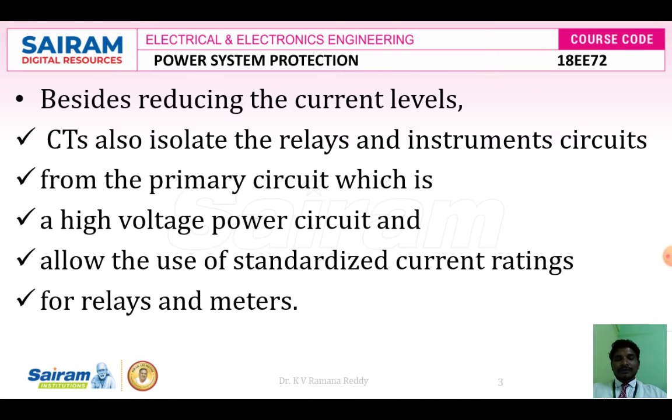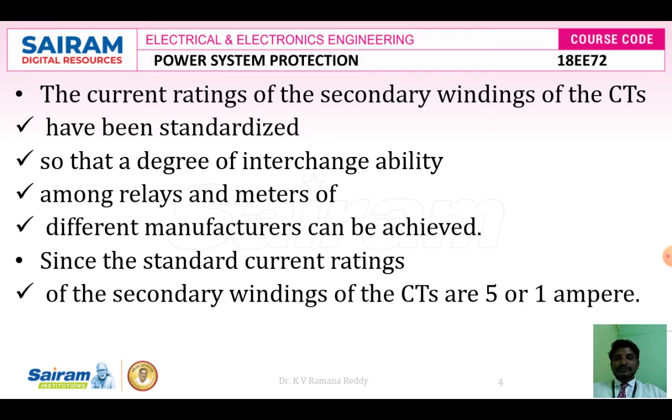In this scenario, generally the current ratings of the secondary windings of the CTs have been standardized. Any company may follow these standards so that a degree of interchangeability among the relays and the meters of different manufacturers can be achieved. Like the secondary winding of CTs is 5 or 1 ampere. The primary current may be 200 amperes, 300 amperes, 400 amperes, but the secondary current should be either 5 amperes or 1 ampere.